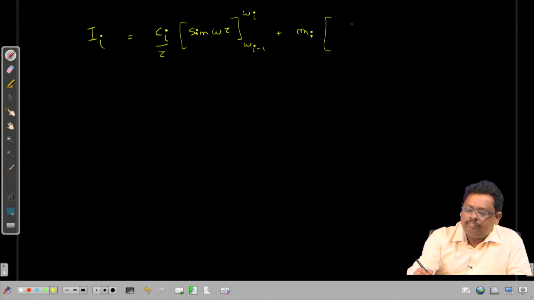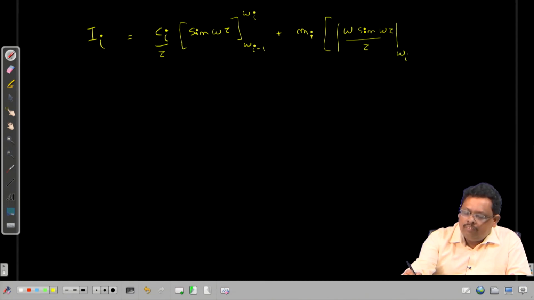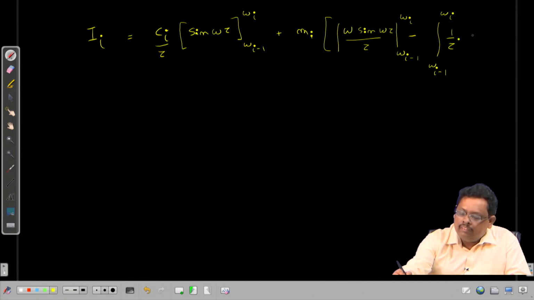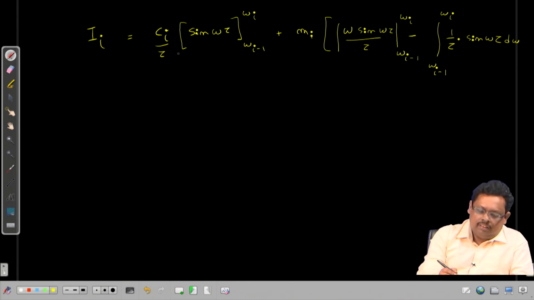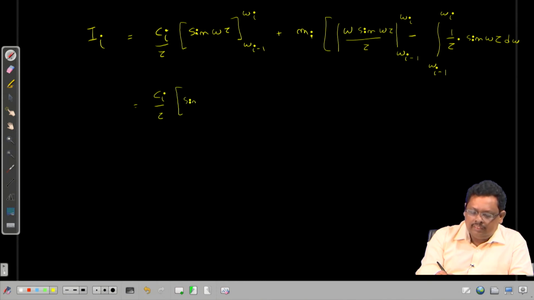So, it should be ω into sin(ωτ) by τ, and then this limit is ω_{i-1} to ω_i, and then minus, then is the integration again, from ω_{i-1} to ω_i. So, it is 1 upon τ into sin(ωτ) dω, right. So, now here, let me leave it like this way.